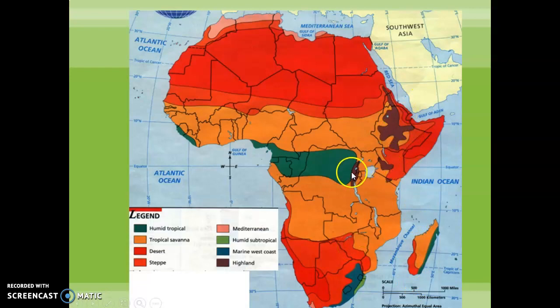You can see there's brown, which are highland, means it just has a different climate type. You might be along the equator like right here, but it's not going to be as hot because it's higher elevation. You have marine west coast, which is right here. You have Mediterranean, which of course is in the north along the Mediterranean. You have some humid subtropical right here, but the major ones are humid tropical, which is rainforest, tropical savanna, desert, and steppe. You're going to see these patterns are going to be very similar with economics and population as well.